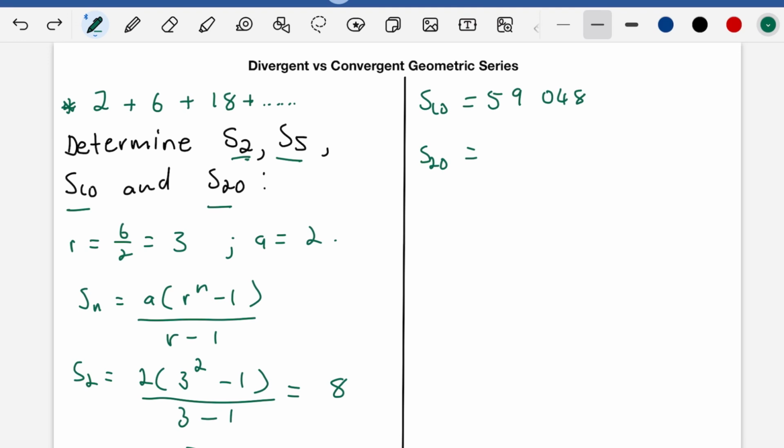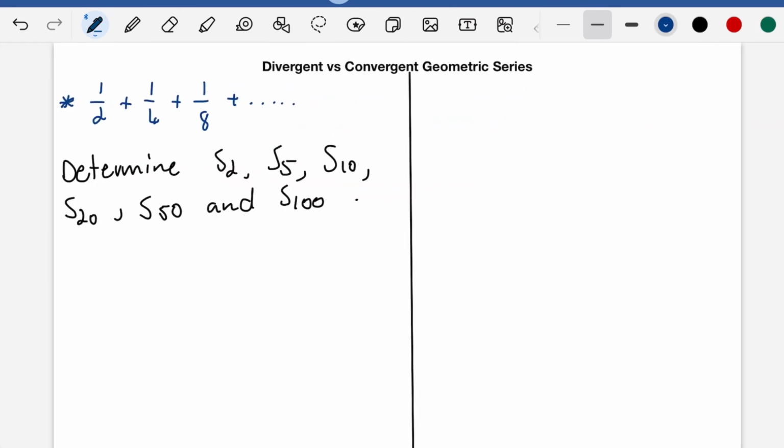The sum of the first 20 terms would be 3,486,784,400. That's the sum of the first 20 terms. So as you can see here in this green sequence, the more terms we add, the number just gets bigger and bigger. But when you have this kind of sequence, surprisingly, it doesn't get bigger and bigger.